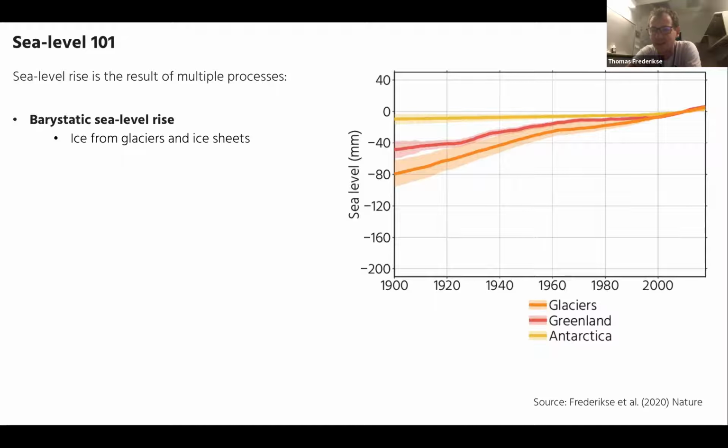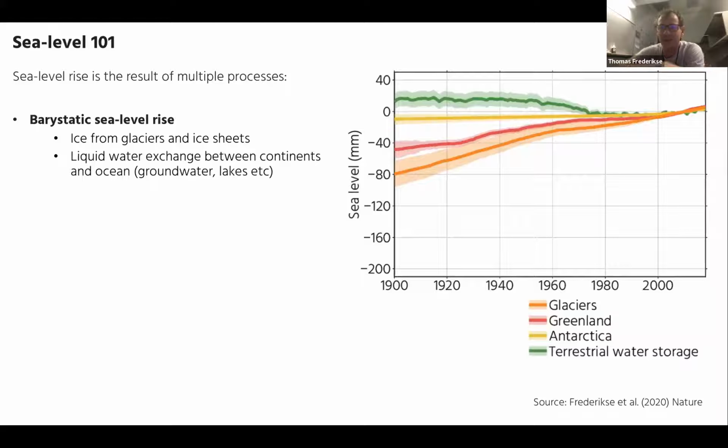While Antarctica has been slower, over the last years we see that Antarctica is quickly catching up. And next to melting ice, there's also an exchange of liquid water between the continents and the oceans. Think about groundwater changes, think about lake levels. And that has actually caused probably a small sea level drop over the 20th century.